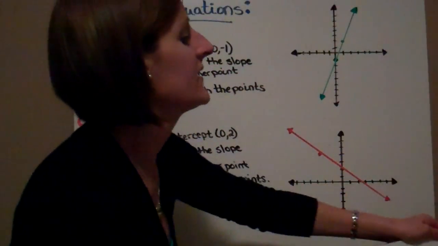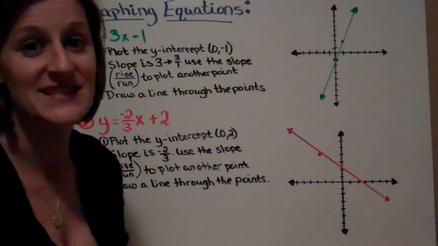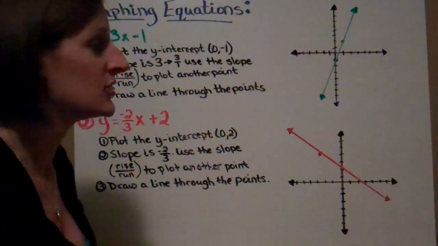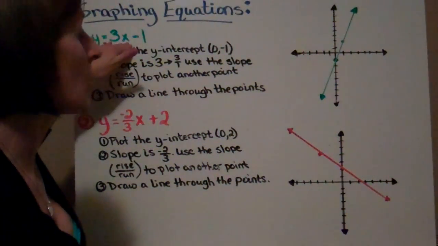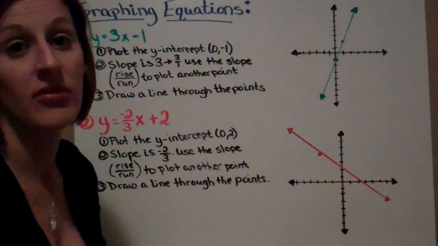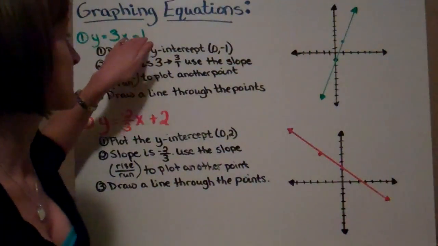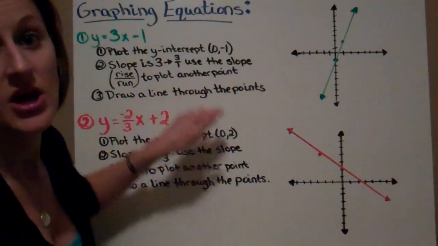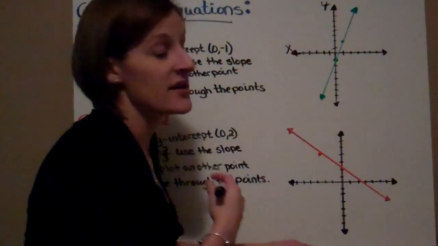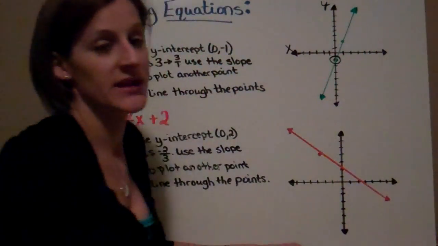Alright, now graphing equations using slope-intercept form is actually quite a bit easier than the way we did before, where we did a table of values. Now, I have the equation y equals 3x minus 1. So, what I'm going to do first is plot the y-intercept. It's -1, so remember, it crosses the y-axis at -1. So, that's what this point is right here.